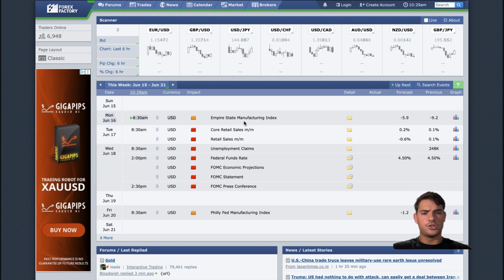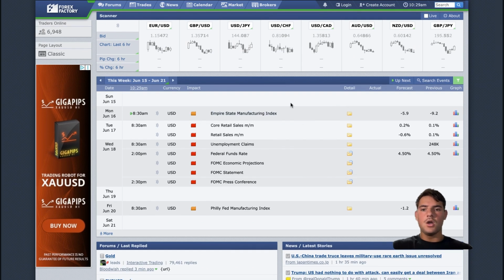I see that Sunday, of course, there's no news. Monday, there's an orange folder, which means there's a medium event happening. So at 8:30, probably something's going to happen. The market's going to move, and the event is the Empire State Manufacturing Index. All right. On Tuesday, there are two red folders. The red folders mean high impact news. Okay, this means that price is going to move with more volatility.